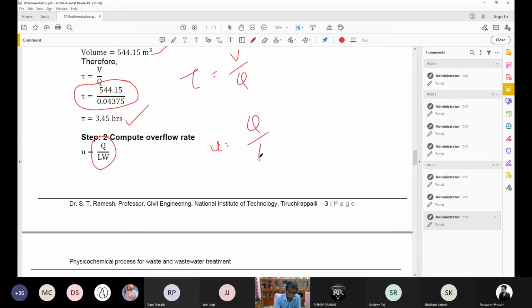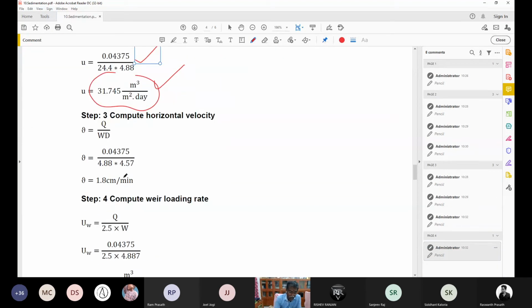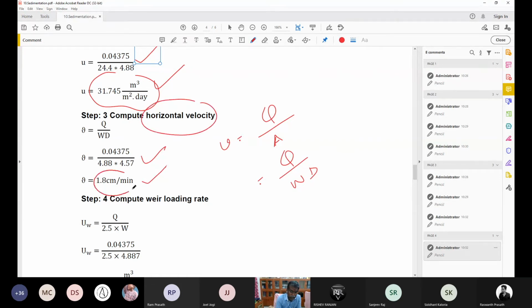So A can be L into W, length into width. Okay, so substitute length and width, you may get a value of 31.745 meter cube per meter square day. And the velocity you can calculate. Horizontal velocity is equal to Q by A, but here the area is W into D, width into depth. That's the area. Okay, so you can calculate the velocity in terms of centimeter per minute.